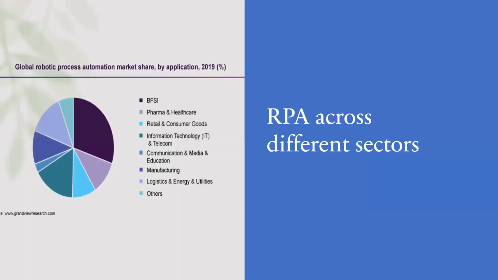Okay, now let's have a look at RPA being deployed at different sectors. This graph clearly shows how RPA is being used across different sectors like pharma, healthcare, retail, information technology, communication and media and education, manufacturing, logistics and energy utilities, and few others.